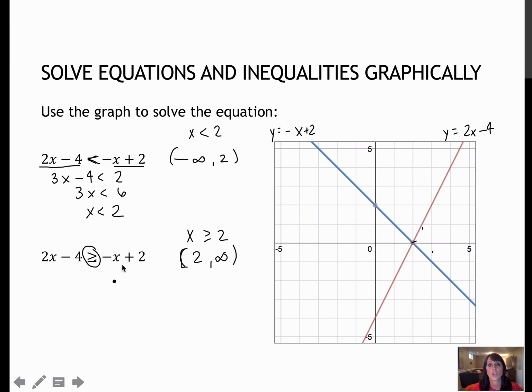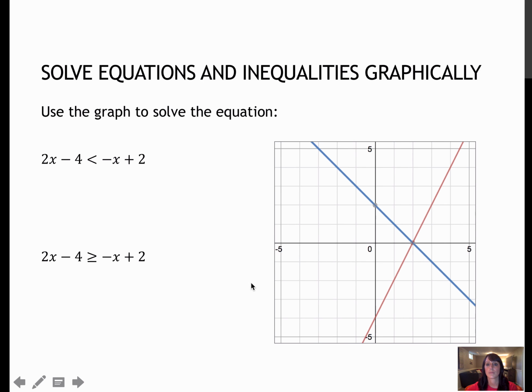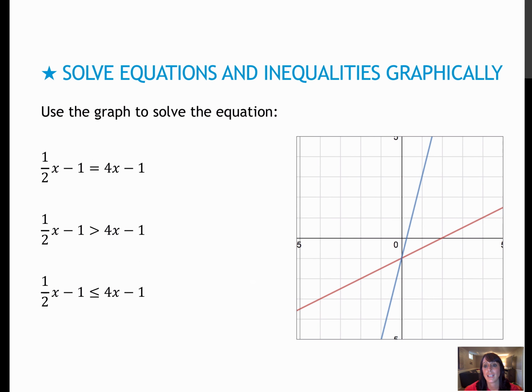So let's show that algebraically as well. Adding x gives me 3x. Adding 4 gives me 6. And x is greater than or equal to 2 is my solution. So just graphically, and not having to actually solve algebraically, go ahead and find these 3 solutions and then press play to check your work.